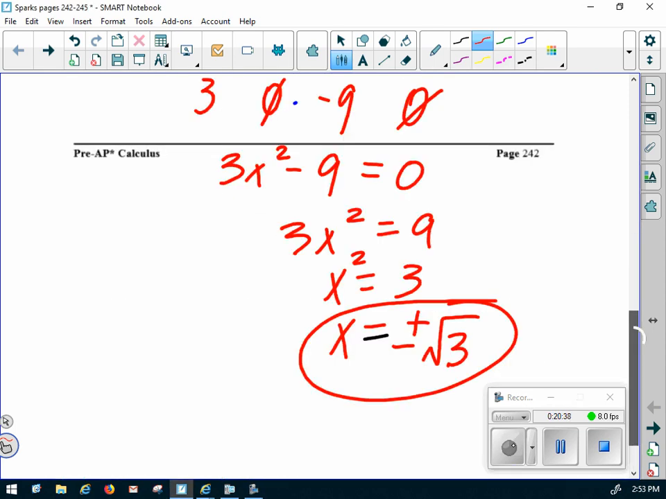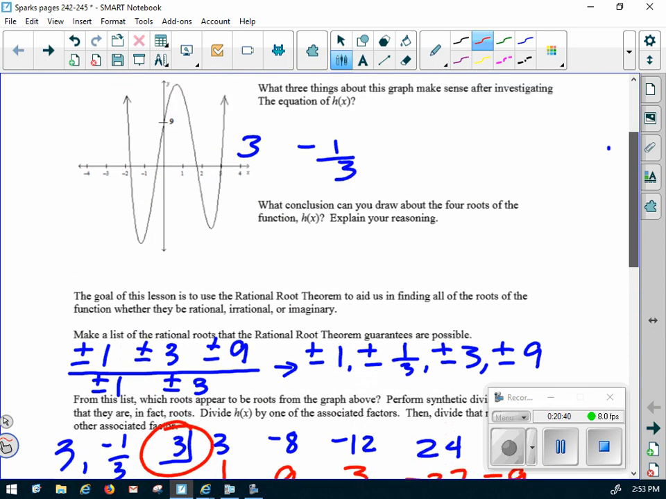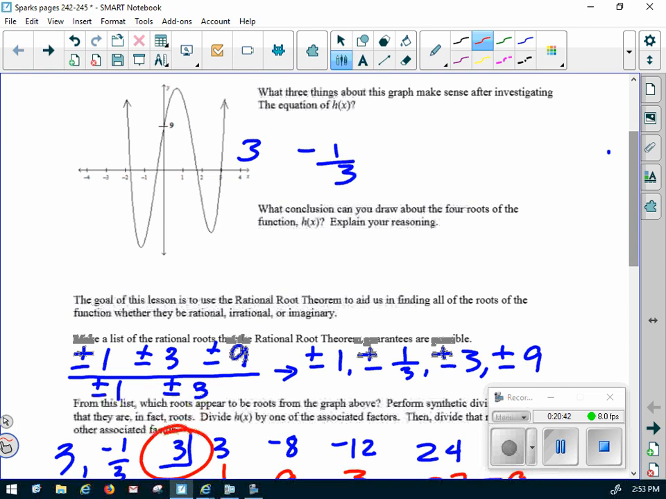That's right, what we're talking about. So we found our four roots, and notice we were able to peg this one and this one. Those were rational, and these two were irrational.